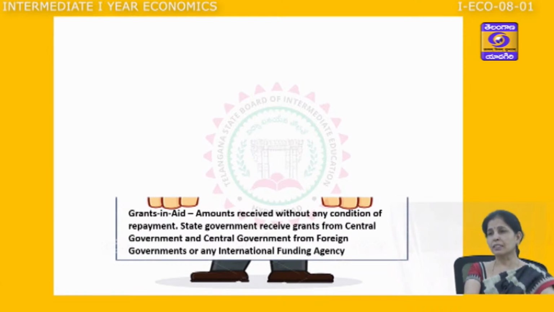The next one is grants in aid. Now this is an amount the government receives without any condition of repayment. We need not pay for this. Here, the state government receives grants from the central government, and the central government receives them from foreign governments or any international funding agency.